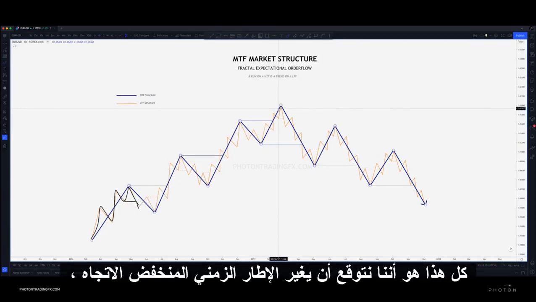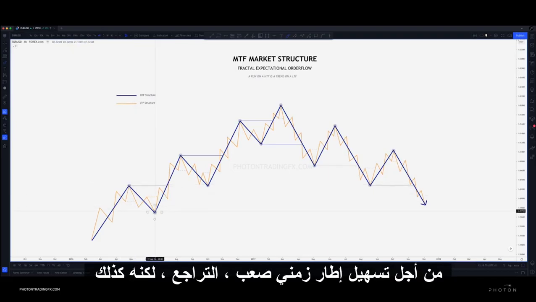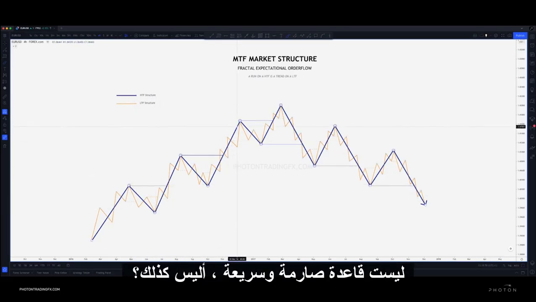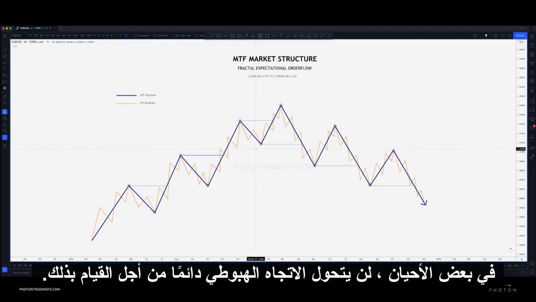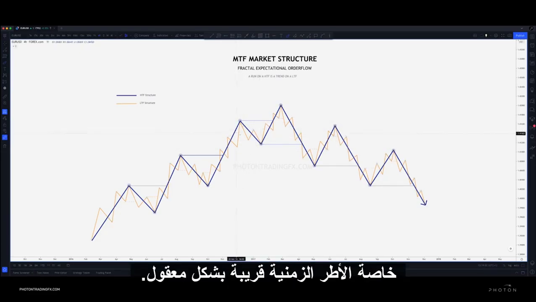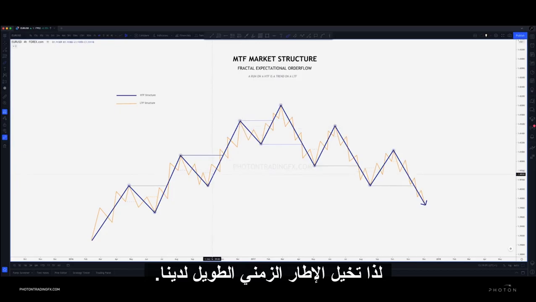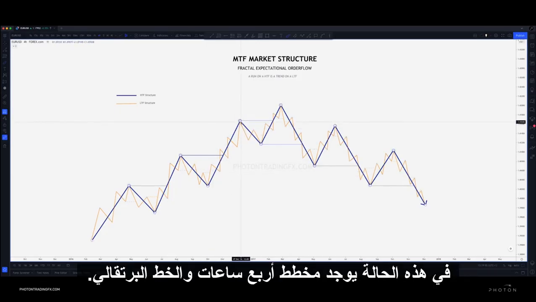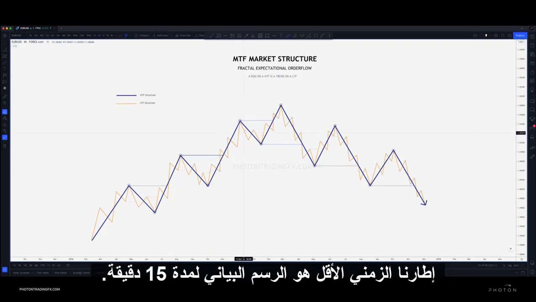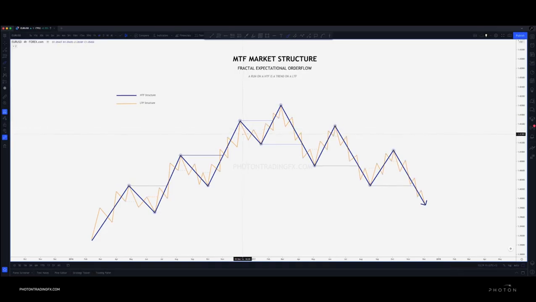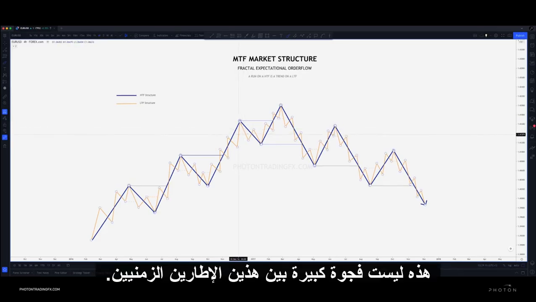We expect the lower time frame to change trend in order to facilitate a higher time frame pullback, but it's not a hard and fast rule. Sometimes it's not always going to switch bearish in order to do that, especially if the time frames are reasonably close. So imagine our higher time frame in this case is the 4-hour chart, and the orange line, our lower time frame, is the 15-minute chart. That's not a massive gap between those two time frames.